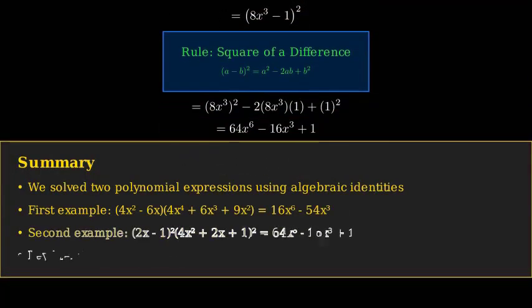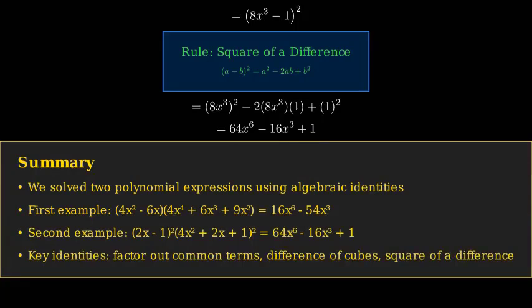Let's summarize what we've learned in this video. We solved 2 polynomial expressions using algebraic identities. For the first example, we factored out common terms and used the difference of cubes formula to simplify the expression 4x squared minus 6x times 4x to the 4th plus 6x cubed plus 9x squared, and got the answer 16x to the 6th power minus 54x cubed.